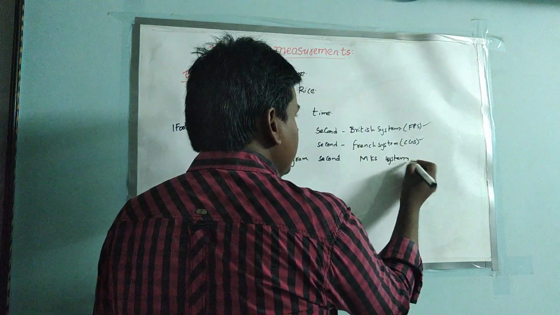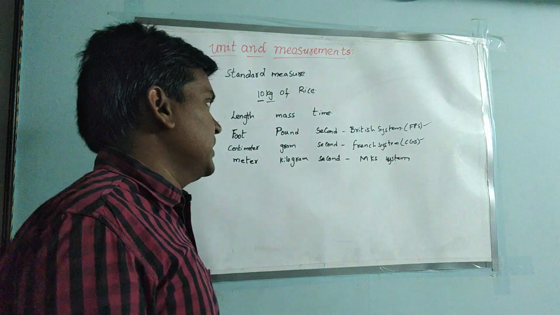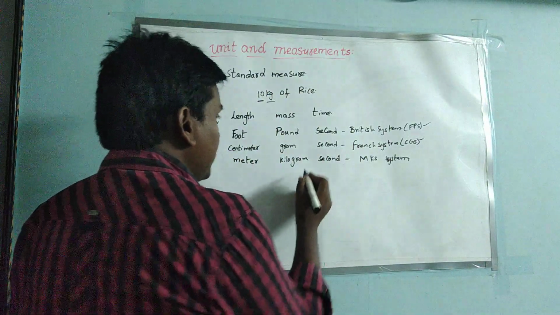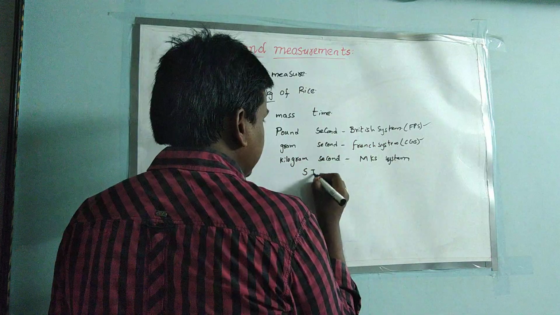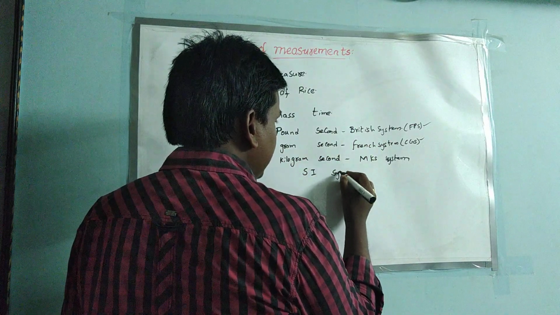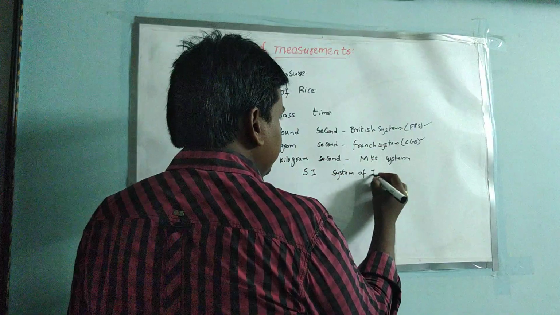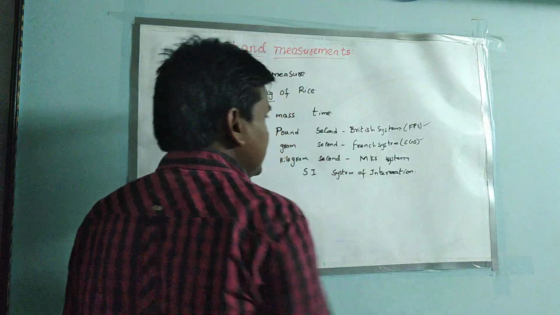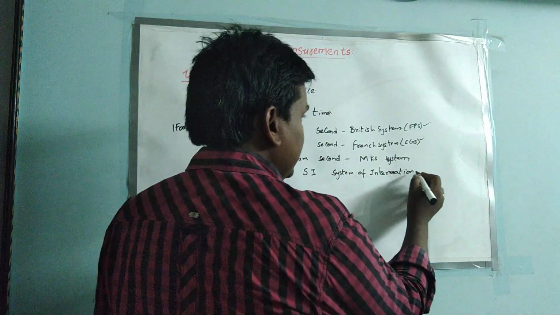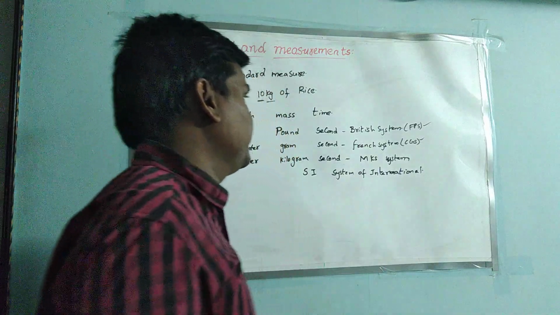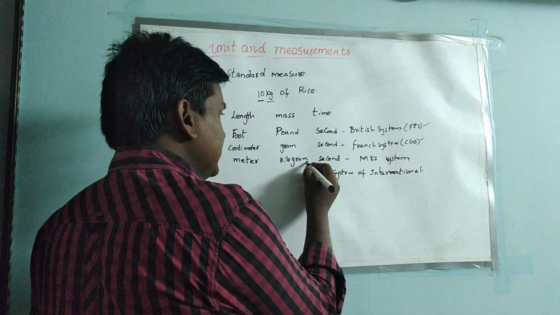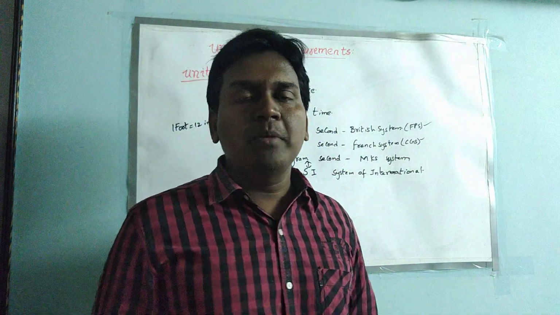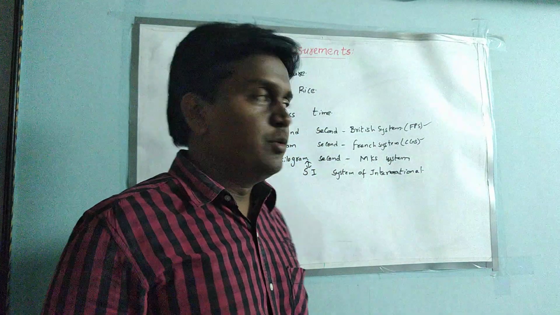This is used in almost all countries. All the countries have adopted this system, the MKS system. This MKS system is also known as the SI system. SI means the International System. That means almost all the countries are using this international system. So SI is also known as MKS. MKS and SI are the same system, and this is adopted by so many countries. Most of the countries use this.